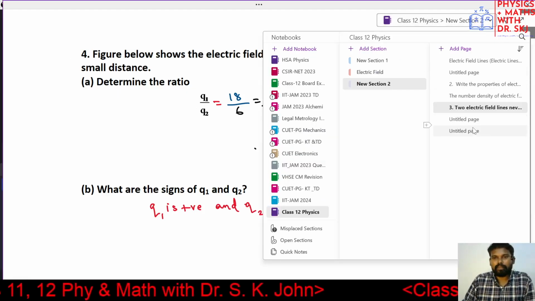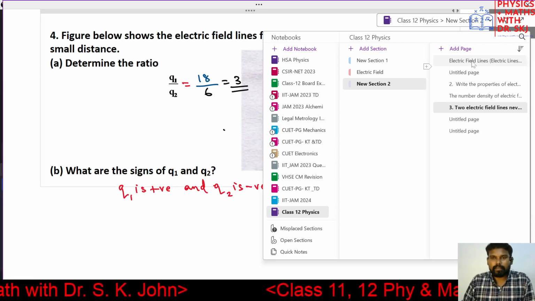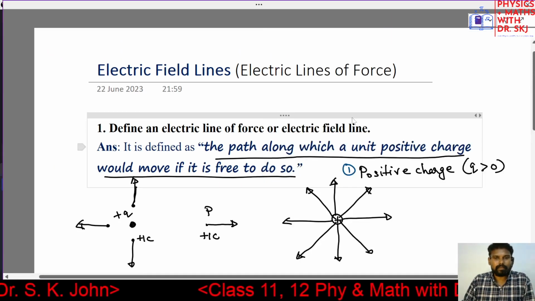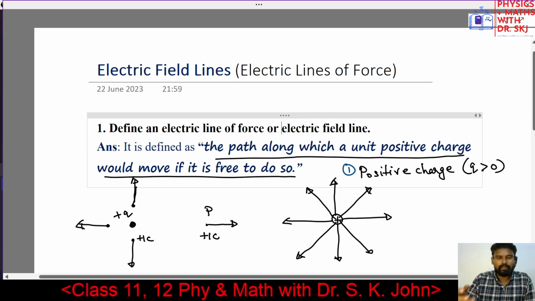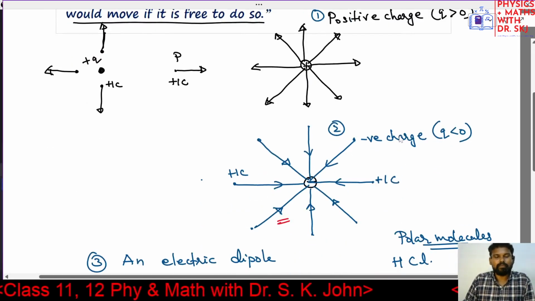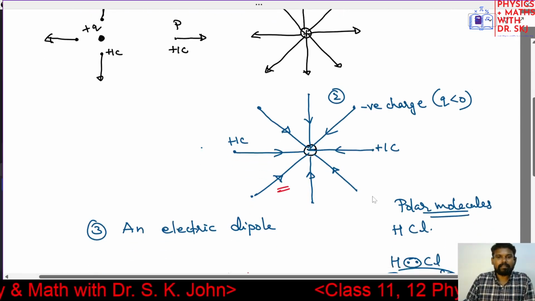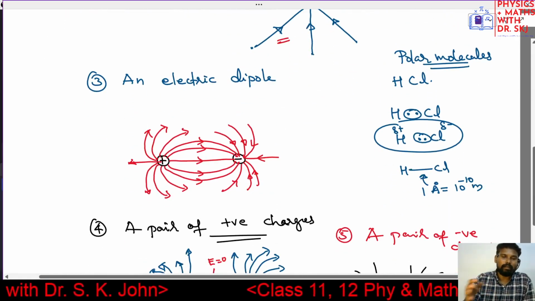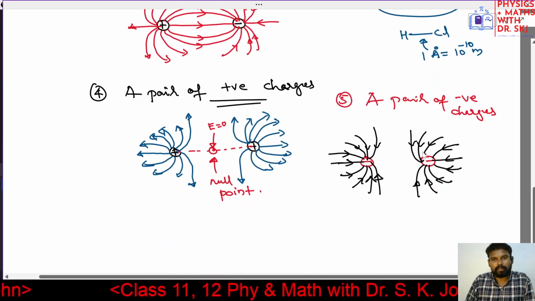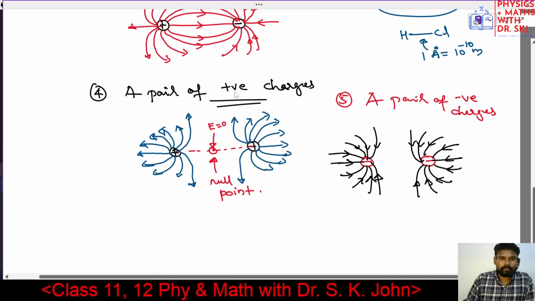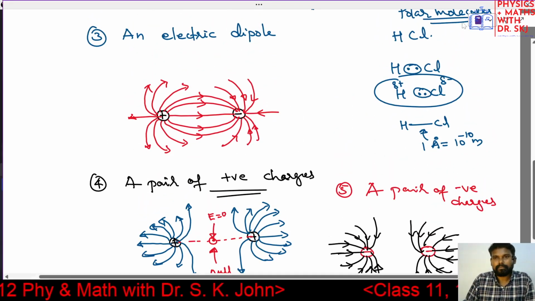So this is the idea about the field lines. We discussed what field lines are. They are drawn along the path along which a unit positive charge would move. We have drawn the field lines for a positive charge, a negative charge, an electric dipole. Electric dipole means two equal and opposite charges separated by a small distance, then a pair of positive charges, then a pair of negative charges. You have to practice drawing these electric field lines.